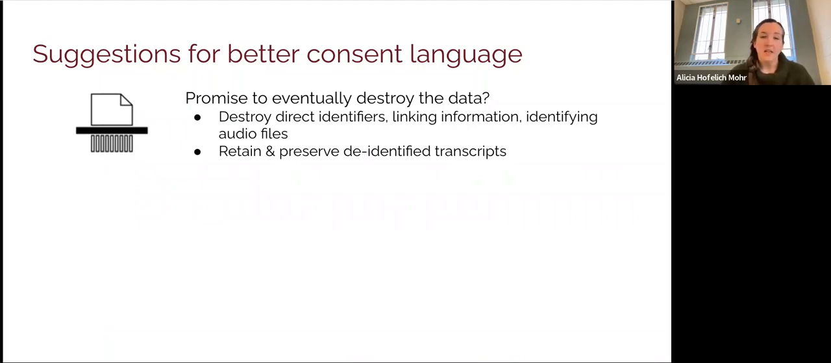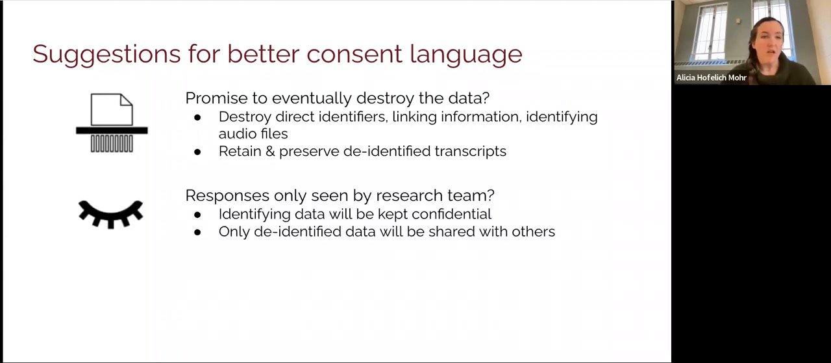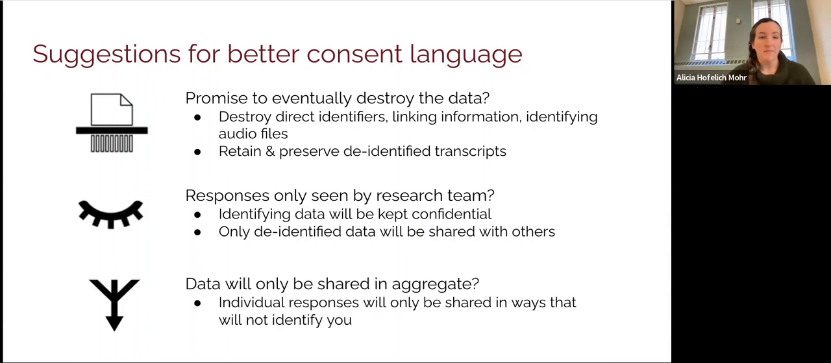And so instead of having blanket statements, like "destruction is needed," be really specific. So you might destroy the direct identifiers, you might destroy linking information, you might destroy identifying audio files, but things that would be retained, preserved, and shared would be de-identified transcripts or other pieces. Instead of saying responses would only be seen by the research team, again, be specific about what pieces will be kept confidential or encrypted and what pieces might be shared more broadly. So identifying data will be kept confidential, only de-identified data will be shared with others.